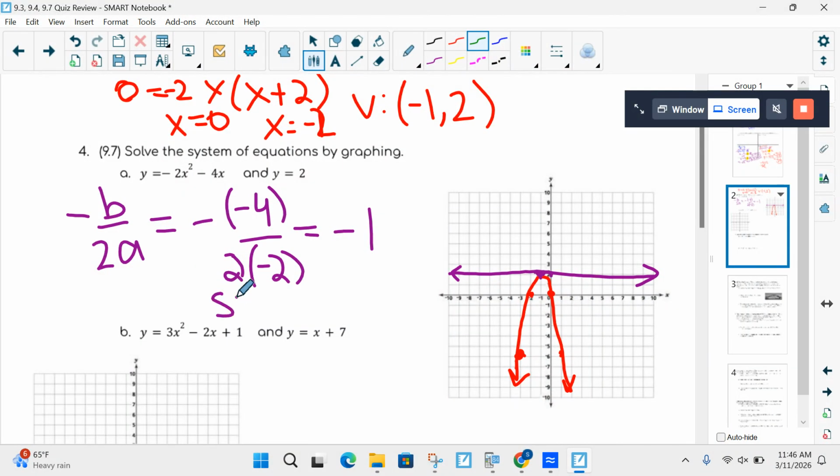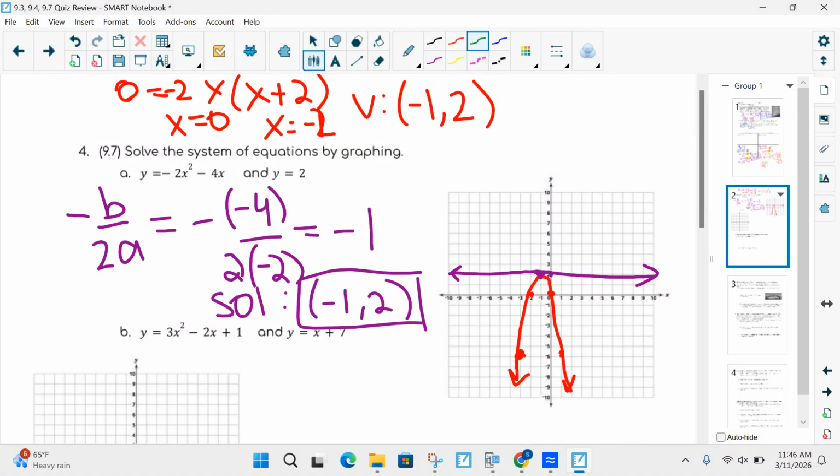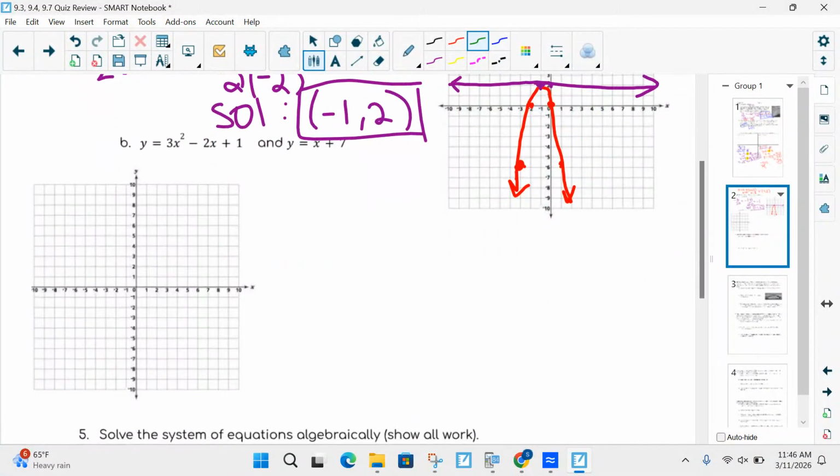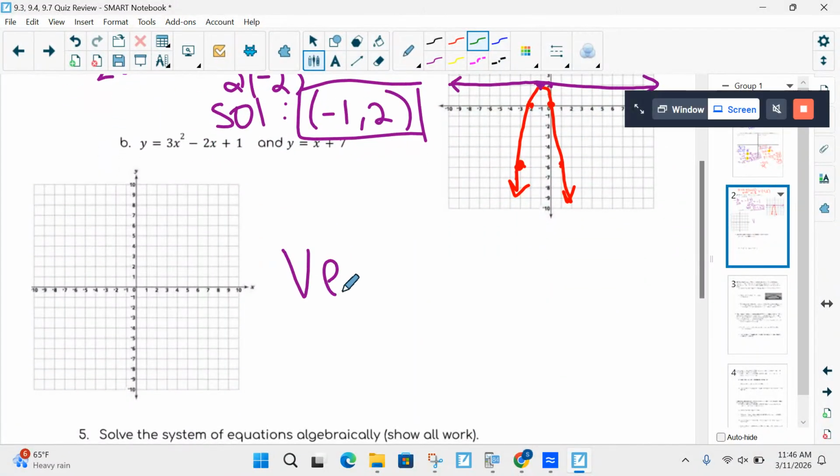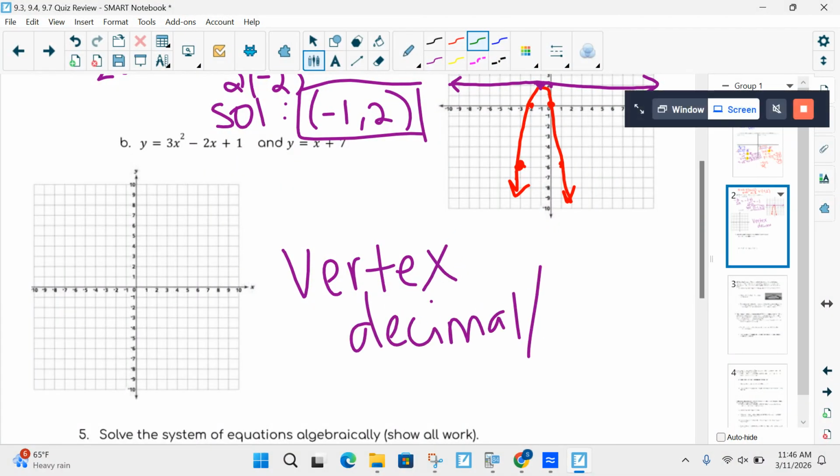Right. The solution would be the same as the vertex because that's the only point it touches at -1, 2. Okay, B. We're not going to do it together, but just for a warning, your vertex is going to be a decimal or fraction. Don't fret. Just plot it. It's going to look weird.